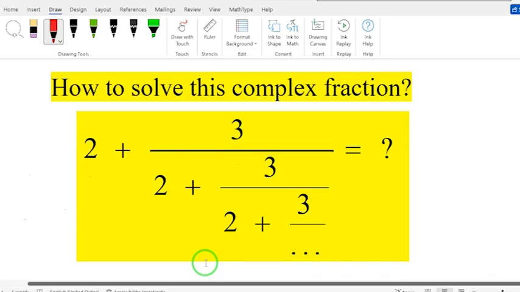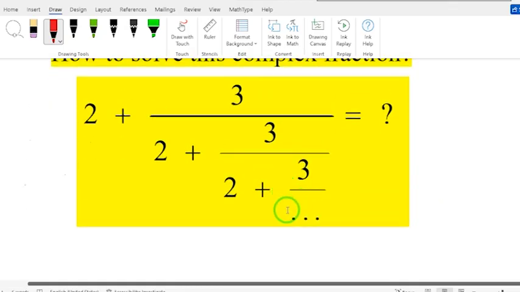How to solve this complex fraction? It is a little challenging and tricky. 2 plus 3 over 2 plus 3 over 2 plus 3, and its denominator continues, repeated infinitely. It's repeated unlimitedly. How can you solve this type of fraction? So let's start and solve this fraction.